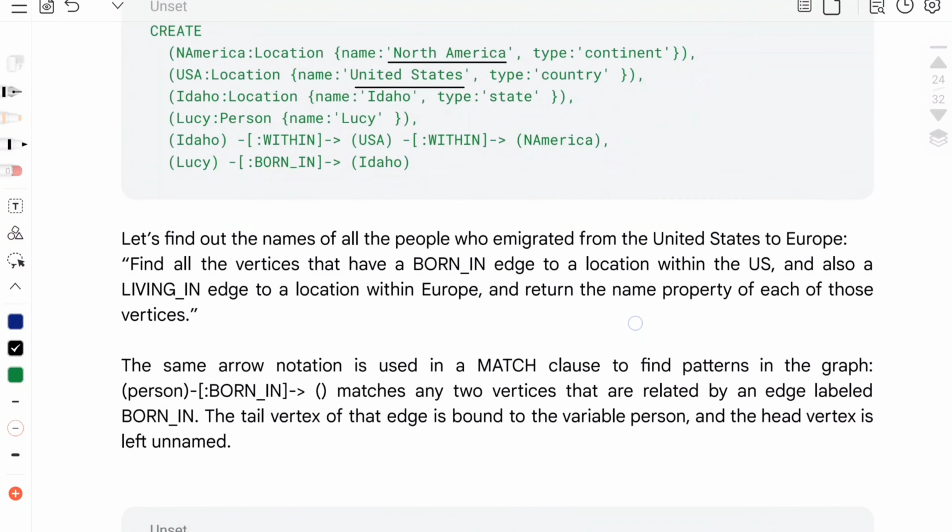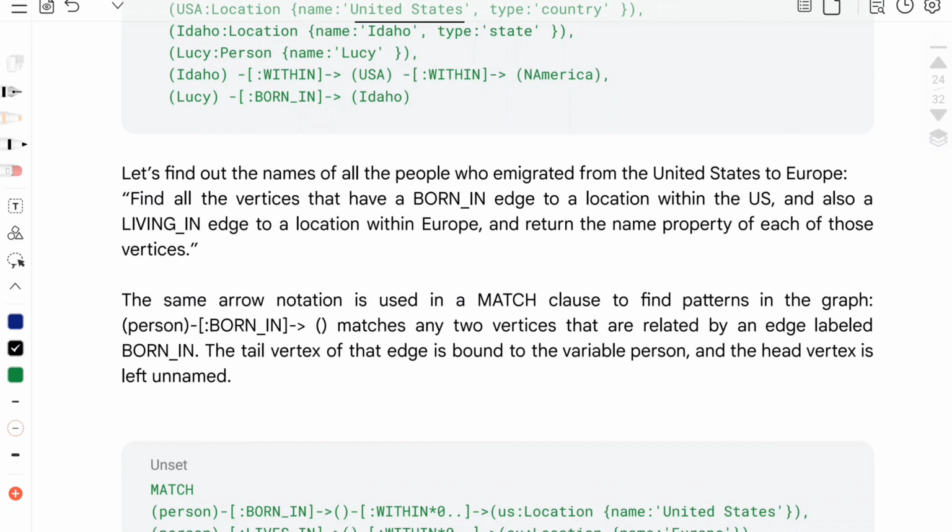Now let's see one more example. Let's find out the names of all the people who emigrated from the United States to Europe. What this question means is find all the vertices that have a born in edge to a location within the US and also a living in edge to a location within Europe. People who emigrated from the United States to Europe should have been born in the United States and should be living in Europe. Then you return the intersection of that.